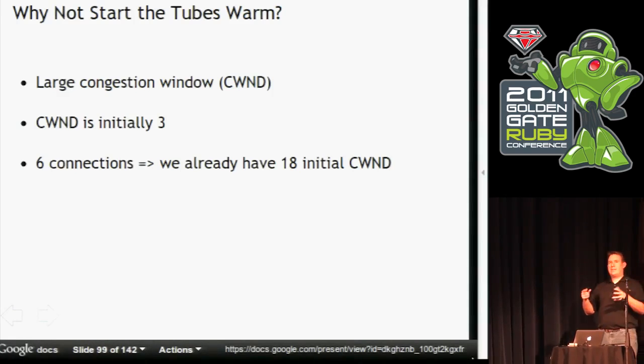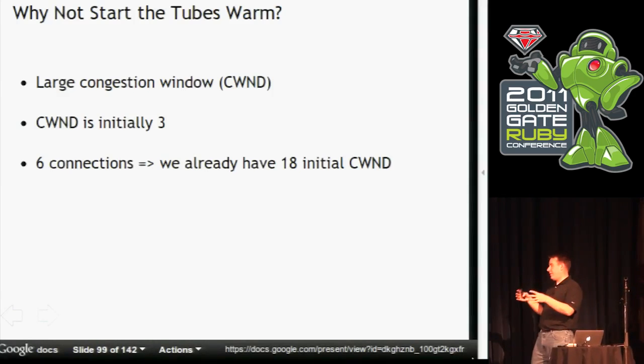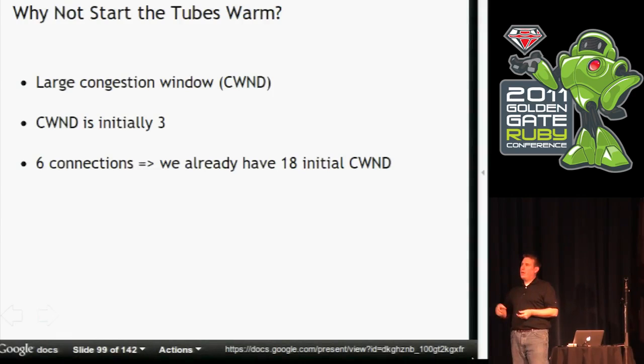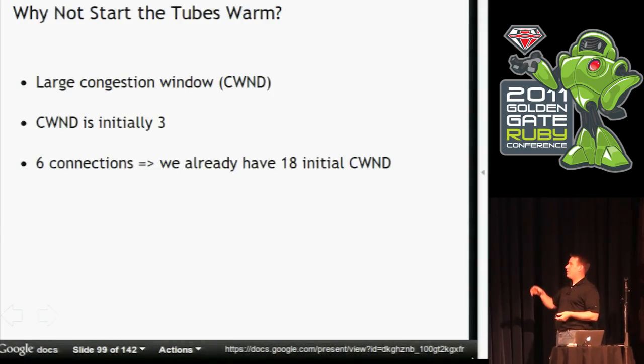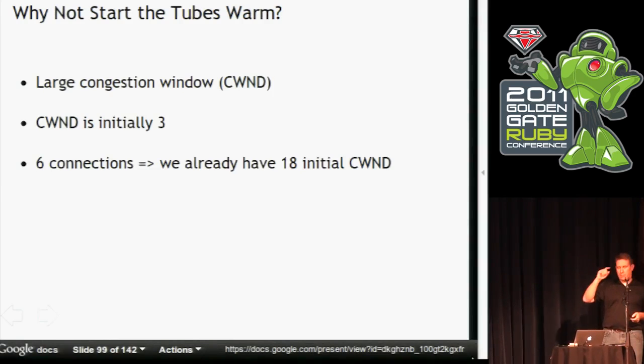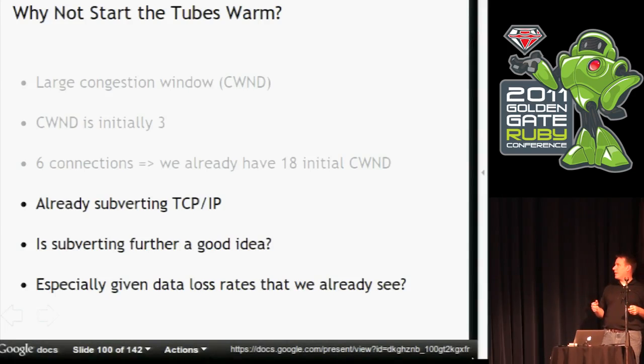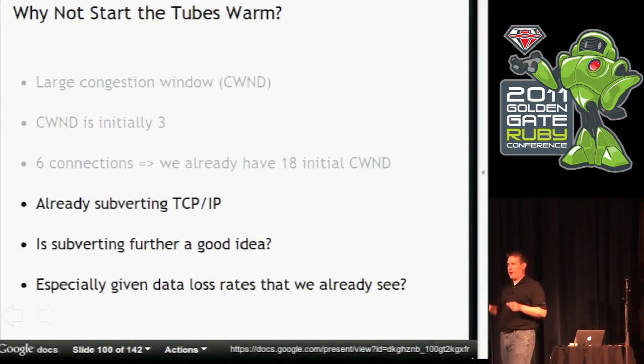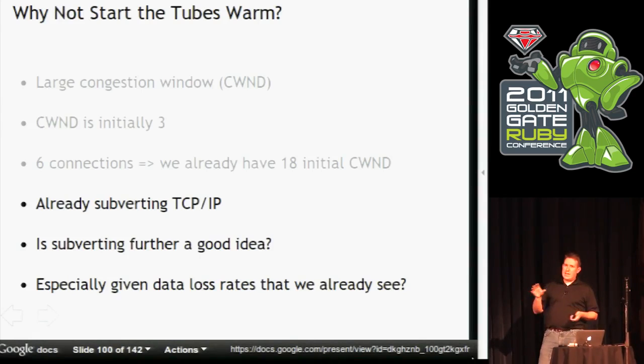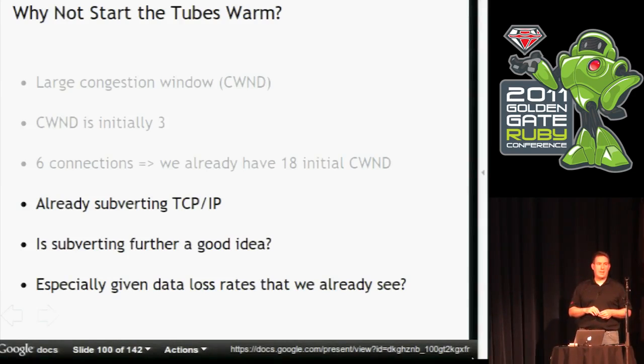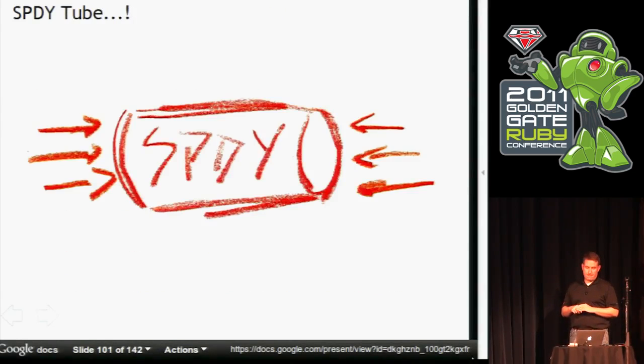The thing is that we've already got 6 connections. We really do have 6 tubes that each one of those web browsers are opening. 6 tubes times 3 chunks of initial congestion window, we're already talking about a congestion window of 18. So we're already subverting what TCP/IP is trying to do with slow start and congestion and traffic management. Do we really want to do this further? We want to increase it to 10 and make that worse? Given the data packet loss rates that we're already seeing, it's probably not the best idea to do something like that, which is why Google decided to go ahead with a different protocol entirely.